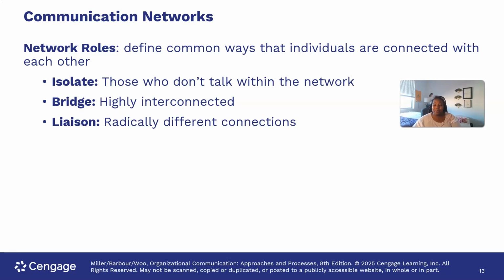You have the bridge, the people who are highly connected. So Sally knows this person, this person, this person, this person. Then you also talk to Sally, and then she connects us all together. Think about a friend group. You have that one person that connects us all together. So that's the bridge. And liaison. Radically different connections, but they come together.